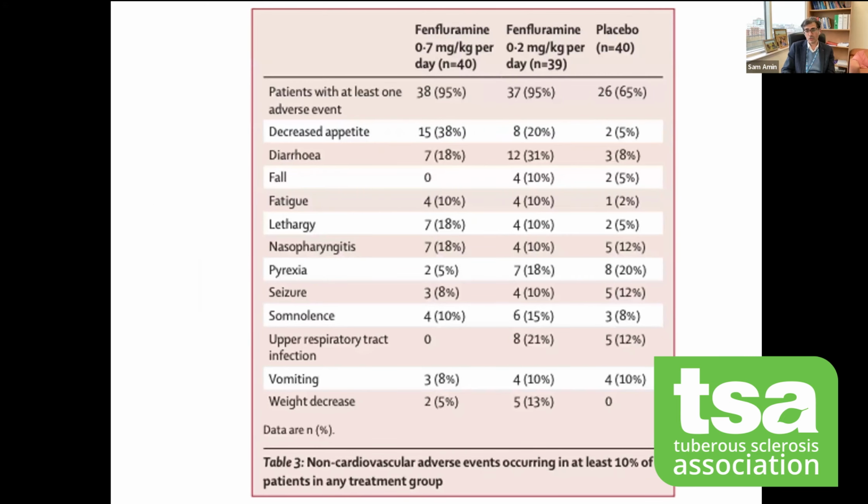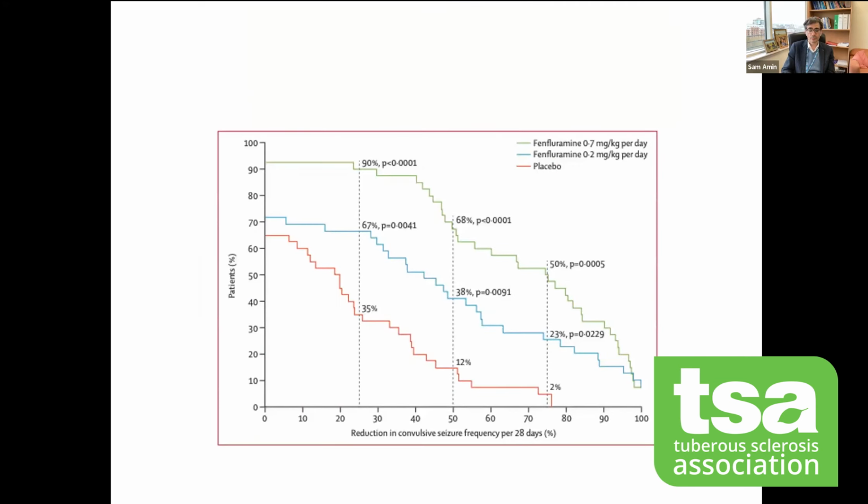This drug was used in 2 other epilepsy conditions, Dravet syndrome and Lennox-Gastaut. Again, the drug was effective and it didn't cause a lot of side effects. And these graphs just show you the effect of this drug on seizure activities when you take fenfluramine.